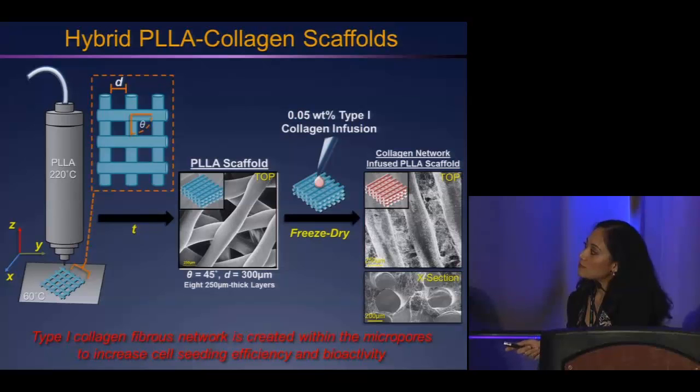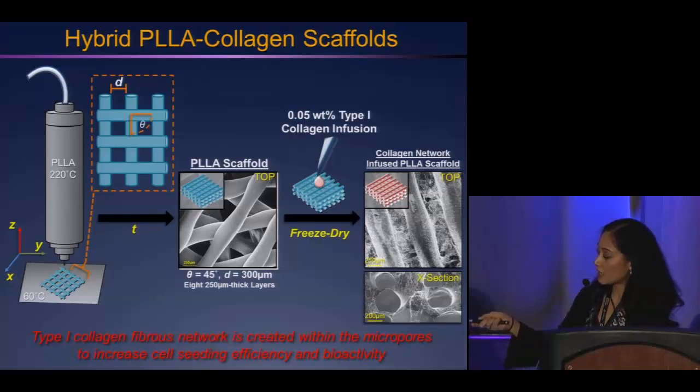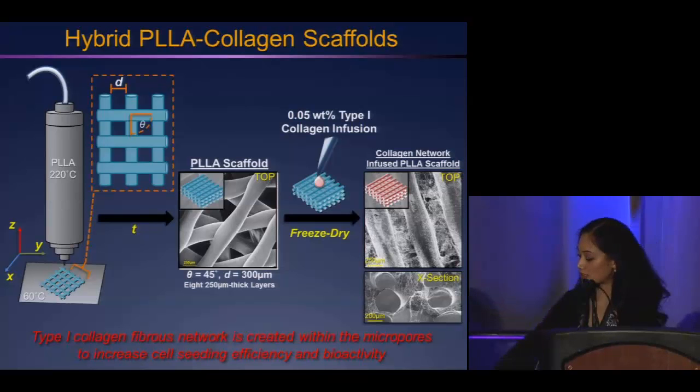We also infused a collagen slurry within the pores of the scaffold, followed by a freeze-drying step in order to create a collagen network within the pores, again, also to increase the cell seeding efficiency as well as instill greater bioactivity within the actual scaffold. And this shows a cross-section of the collagen fibrils within the network.